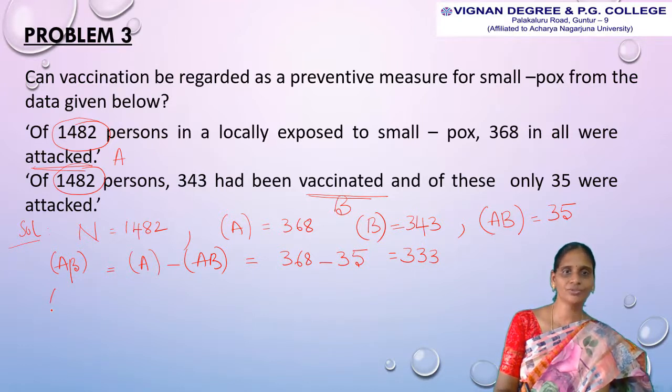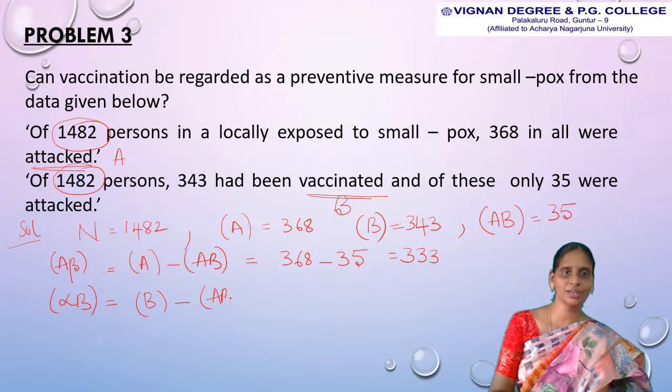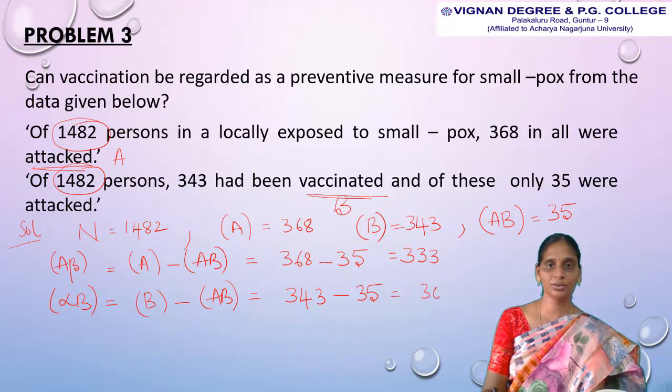And next one is frequency of alpha B. Frequency of alpha B can be written as frequency of B minus frequency of AB. So frequency of B is 343 minus frequency of AB, 35. 343 minus 35, that value is 308.